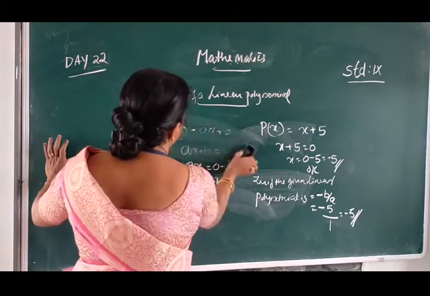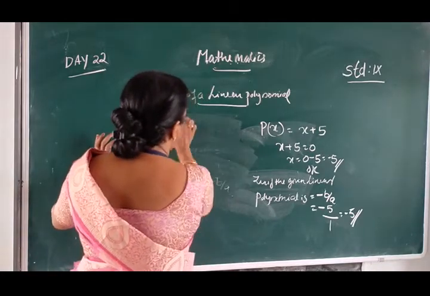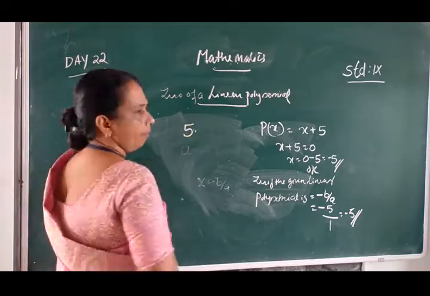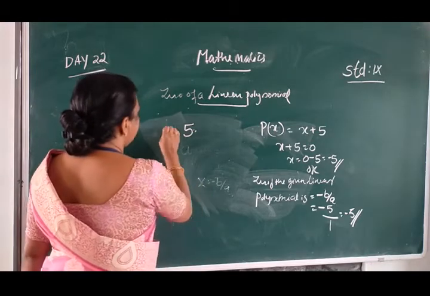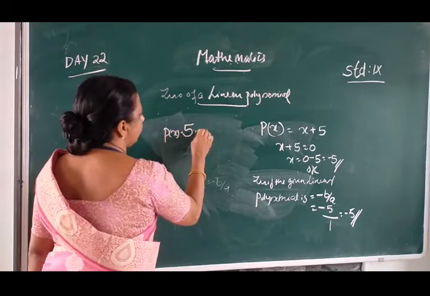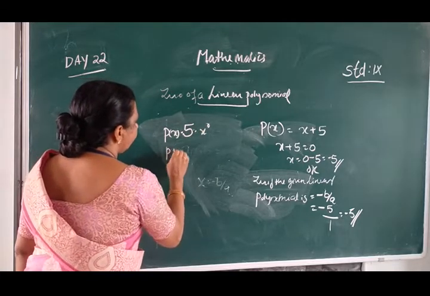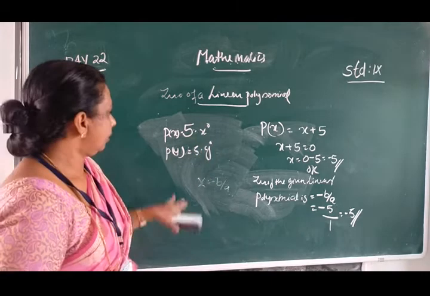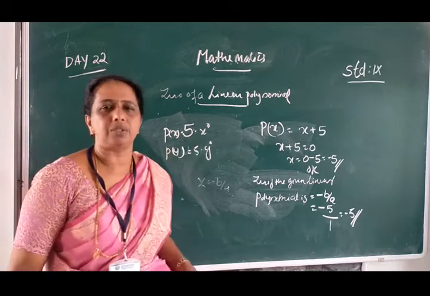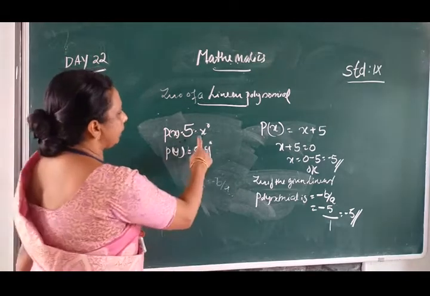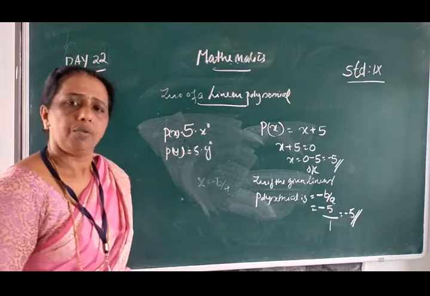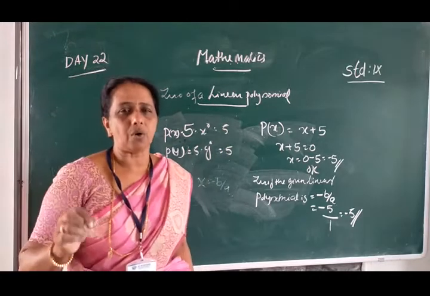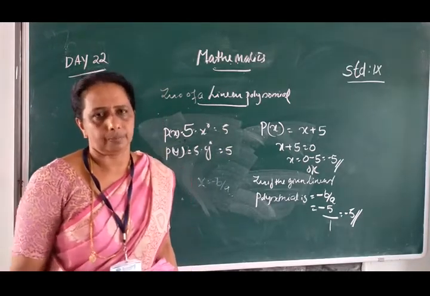Okay. Then what is the zero of a constant polynomial? A non-zero constant polynomial, say 5: if the polynomial p of x is equal to 5, we can write 5 into x raised to 0. Or p of y is equal to 5, we can write 5 into y raised to 0. That is, a non-zero constant polynomial has no zeros. Because if we replace x raised to 0 by any number y raised to 0, we get 5. Here also we get 5. So a non-zero constant polynomial has no zeros.